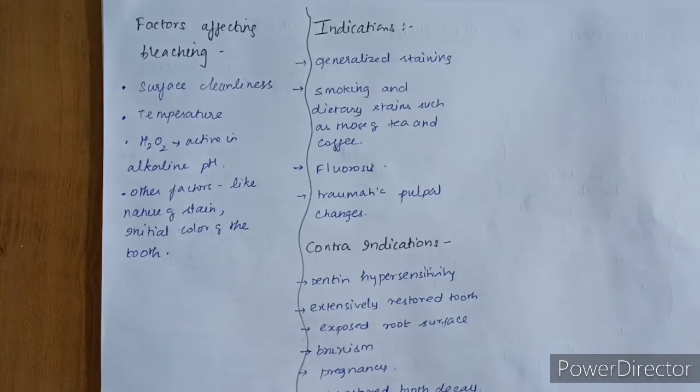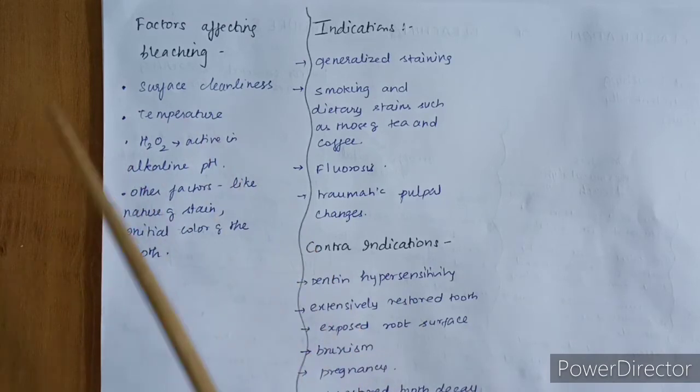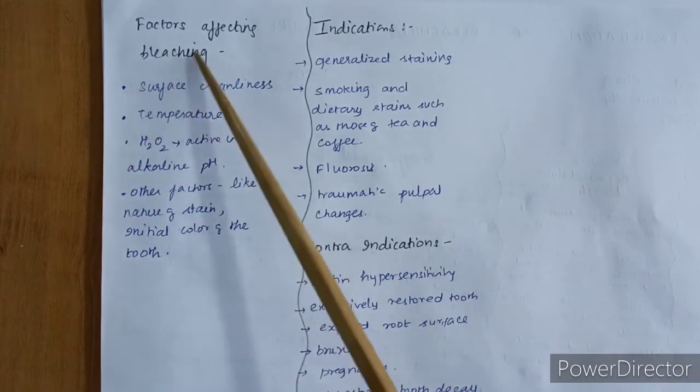the factors affecting bleaching, indications, contraindications, and the definition of bleaching. What is the mechanism of bleaching, what are the various bleaching agents, and what are the techniques being used. Our answer will not be complete without mentioning the indications and contraindications. So let me discuss a few factors affecting bleaching.